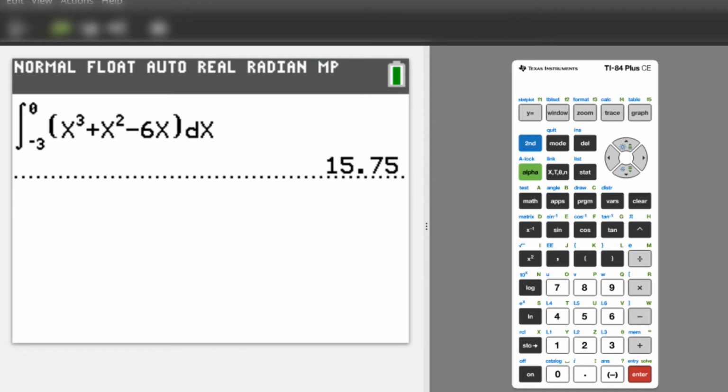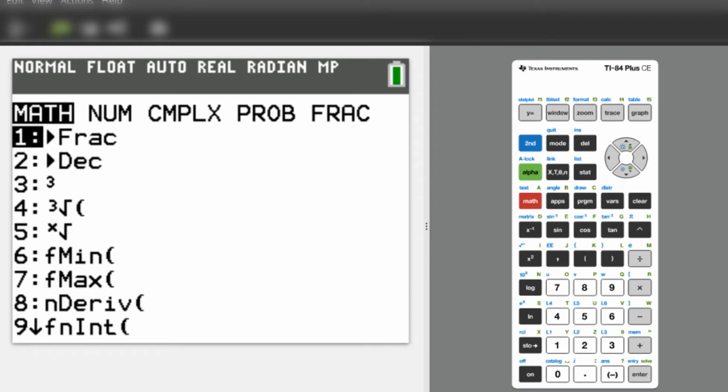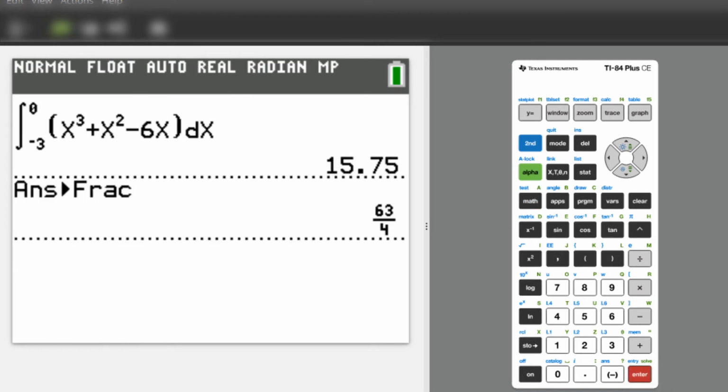15.75. Let's express this as a fraction. So we'll do math, frac, enter, and that's 63/4. That's the area for the first part. Let's do the second integral.